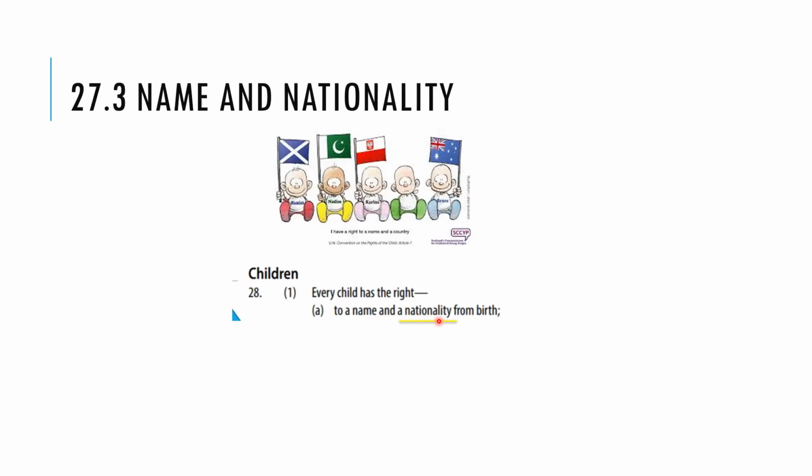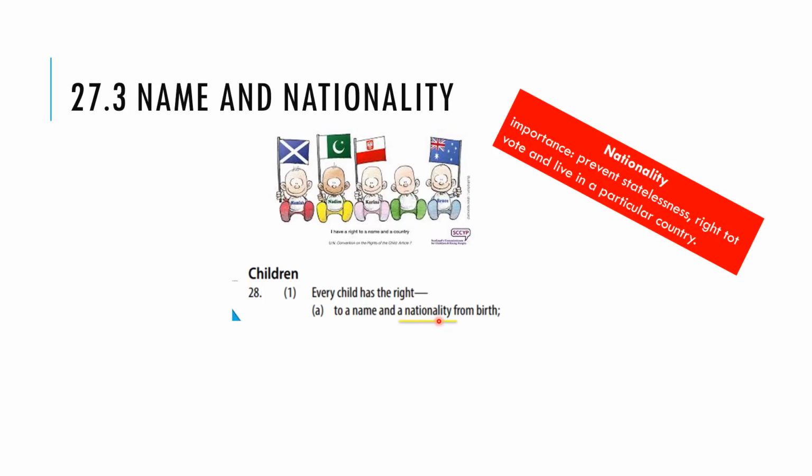The next right we will be doing is the right to a nationality. Name and nationality obviously go together. So the right to nationality is a traditional right for children, and it's found in several international instruments. The importance of nationality is to prevent statelessness. This is a situation where a person does not belong to any specific state. So it's where, when you ask a person where they are from or which country they are from, they cannot answer you because they belong to no country.